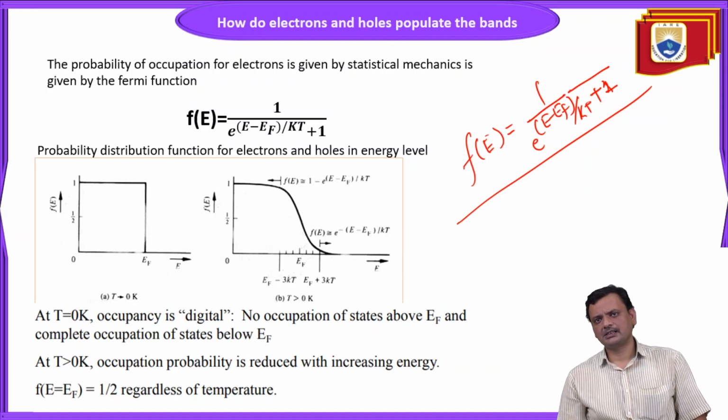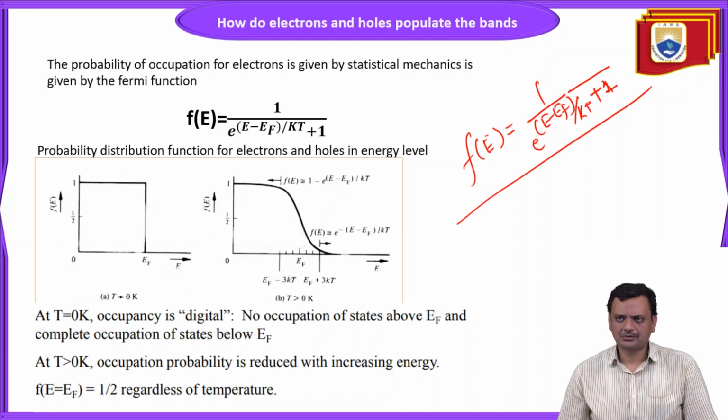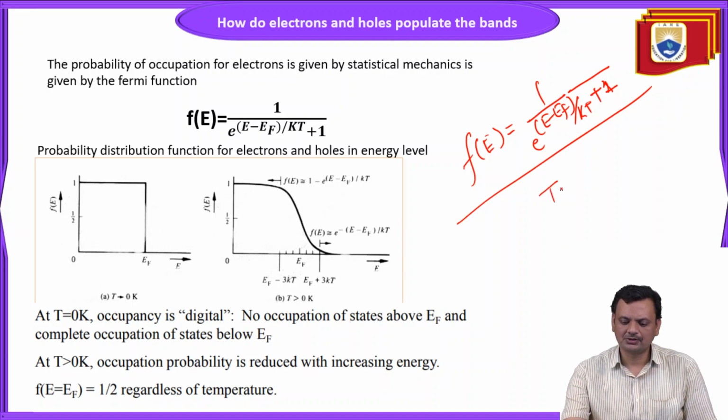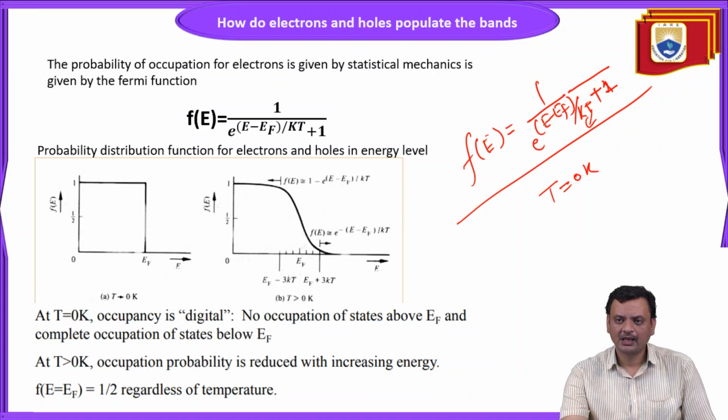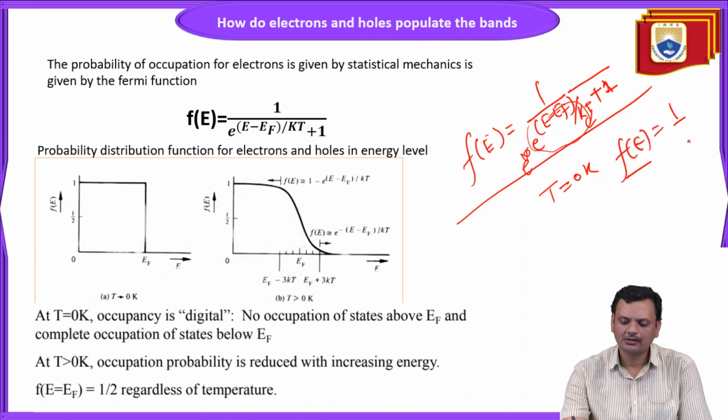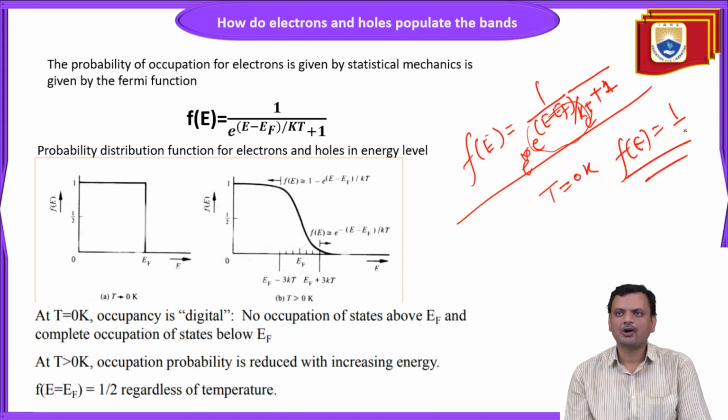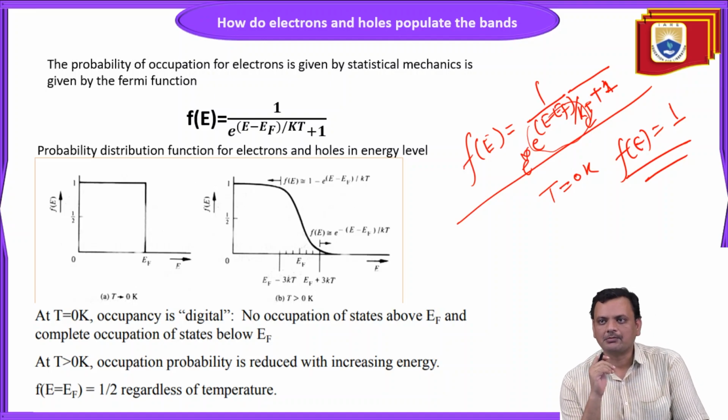So if we discuss the case for absolute zero temperature, meaning T is equal to 0 Kelvin, just put T equal to 0. What happens? This whole function becomes e to the power infinity, and e to the power infinity is infinite, so F(E) is equal to 0... Correction as spoken: so F(E) is equal to 1. F(E) is what? Probability. And if F(E) is equal to 1, it means the event will definitely take place. Charged particles will occupy the certain energy levels.